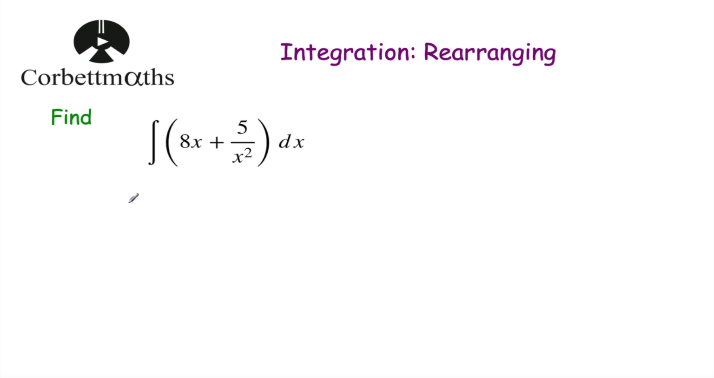Okay, now before we integrate, I'm just going to rearrange this. So we're going to have integrate 8x, and then here we've got plus, and then here we've got 5 over x squared. I'm going to bring the x squared up and give it a negative power, so it'll be 5 x to the power of negative 2. Just bring the x squared up and give it a negative power. And then we're going to integrate it with respect to x.